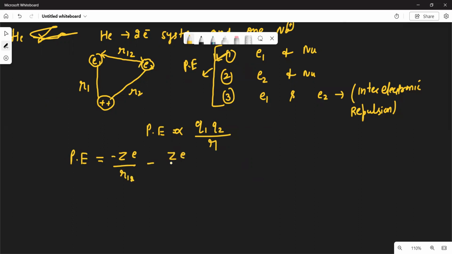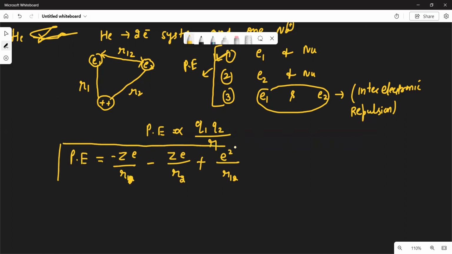Similarly, we'll write the expression for potential energy for the second interaction. Here the distance is R2. Then the third is the interaction between the two electrons. We know the charge on an electron is minus e, so the potential energy will be e square upon R12. So this is the expression for potential energy.